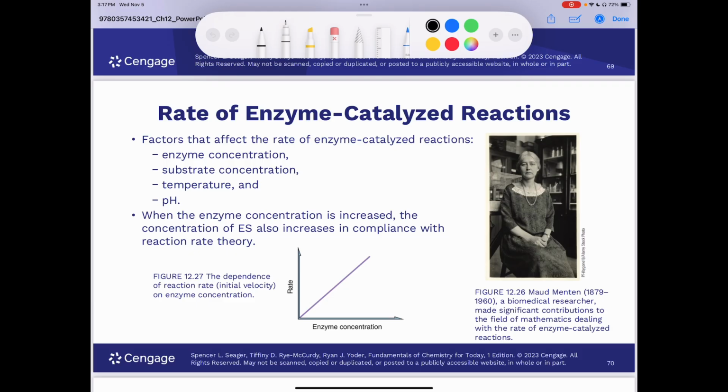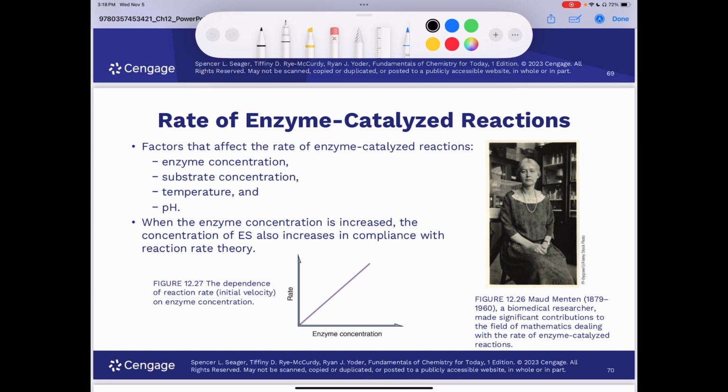Now, the most important factors are enzyme concentration, substrate concentration, temperature, and pH. And in this video, we're going to look at each of these factors in some detail. So let's start by talking about enzyme concentration.